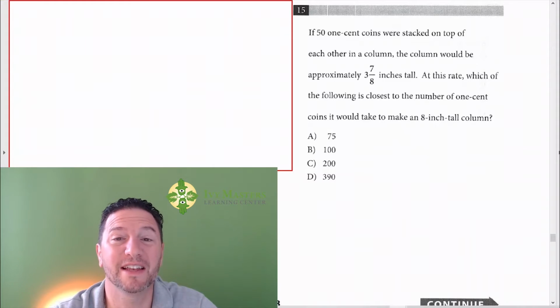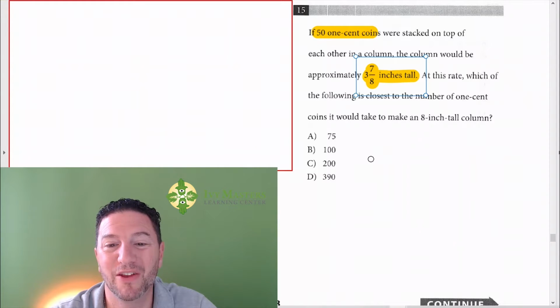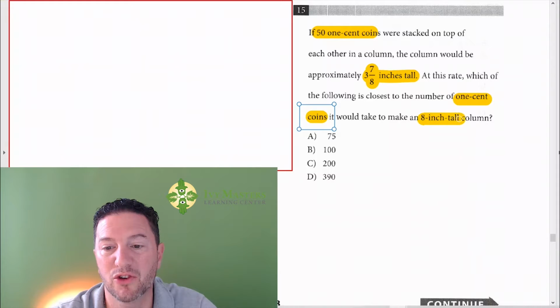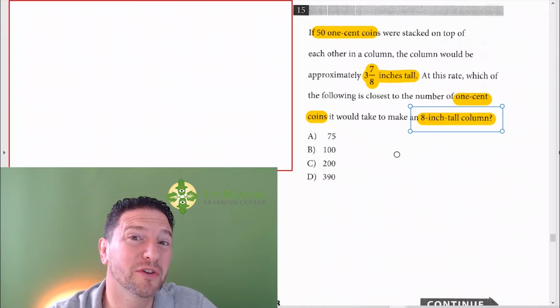Today we're going to look at Test 7, Section 4, Number 15, which reads: if 50 1-cent coins were stacked up on top of each other in a column, the column would be approximately 3 7/8 inches tall. At this rate, which of the following is closest to the number of 1-cent coins it would take to make an 8-inch tall column? So, what you're going to do here is set up a proportion.